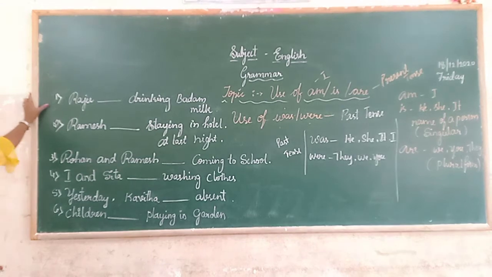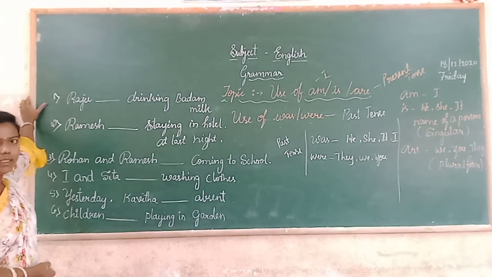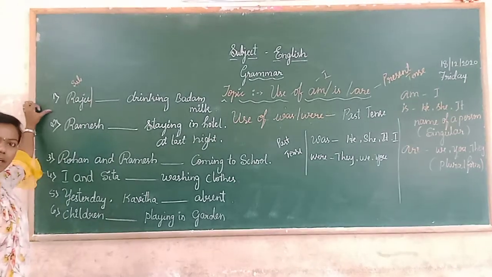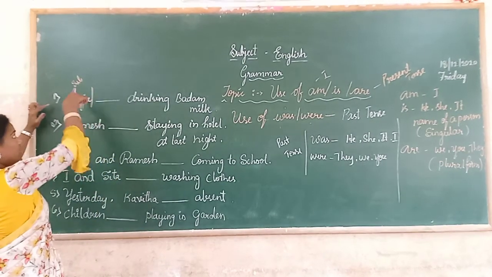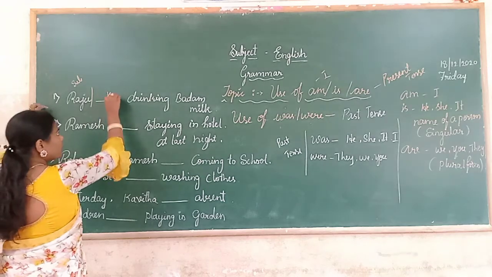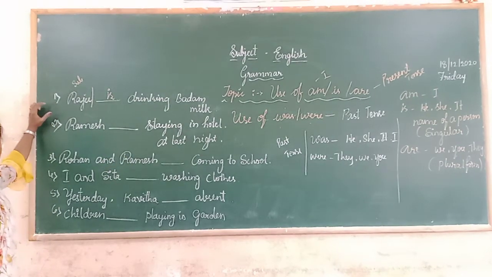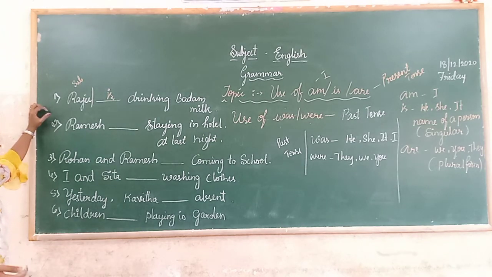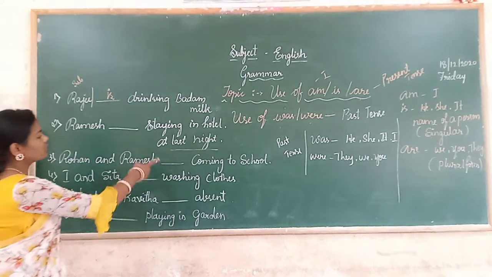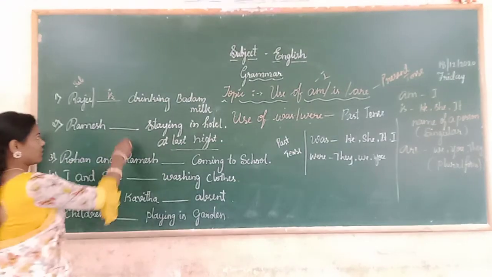Okay, here the first sentence, Raju dash drinking bottle of milk. First you identify the subject. The subject is Raju. Is this singular or plural? Singular. So what do you use here? Is. Why do you use it? Because this sentence is in present tense. There is no mention of yesterday, last night, last year, last day. So we use is. Ramesh dash stayed in the hotel at last night. Last night refers to past tense, and the subject is singular. What do you use? Very good. Was.